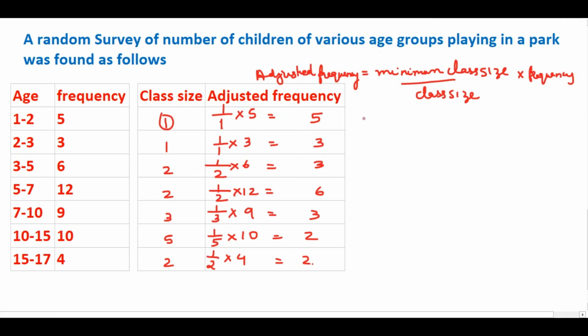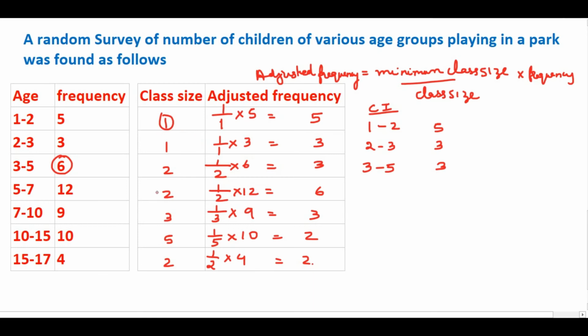Now we need to draw the histogram with this data. Class interval 1 to 2, and the adjusted frequency is 5. Again class interval 2 to 3, adjusted frequency is 3. Again class interval 3 to 5, adjusted frequency is 3 and not 6. Now you should see this adjusted frequency column, and then we need to construct the histogram. So the formula to find the adjusted frequency or length of the rectangle is minimum class size divided by class size into frequency.